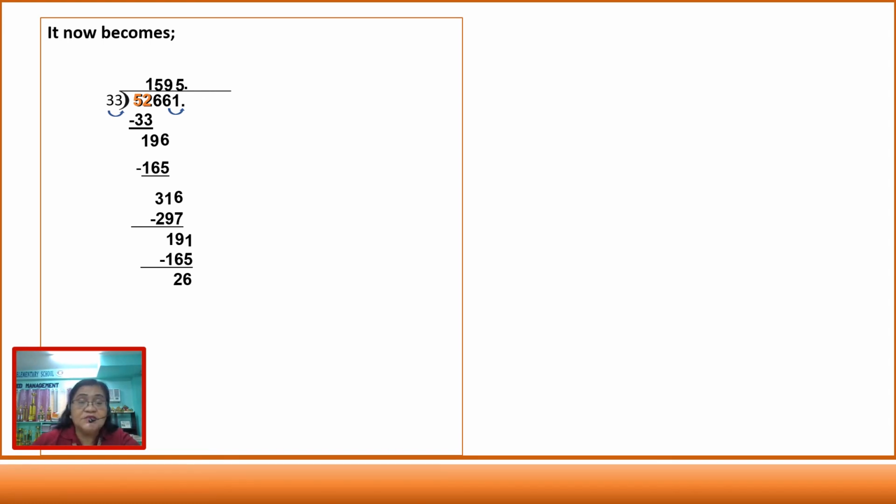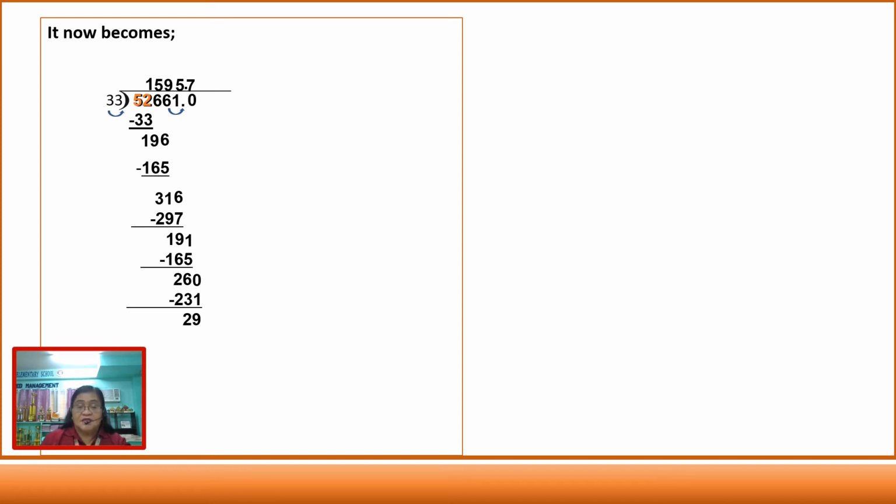But, as you can see, we do not have any number after the decimal point. In dividing decimal number, we can add 0 to continue with the process. So, add 0, bring down. 260 divided by 33 is equal to 7. 7 times 33 is equal to 231. 260 minus 231 is equal to 29.